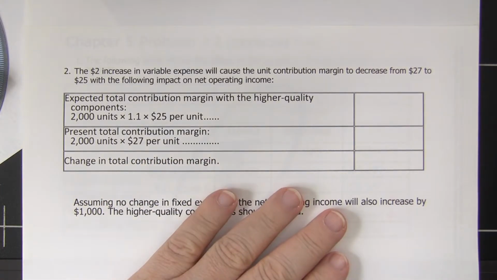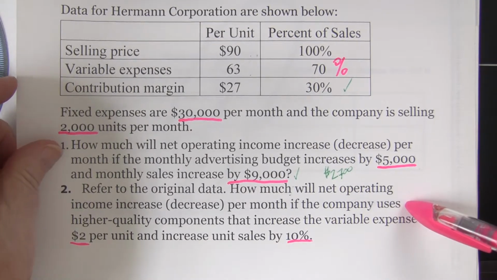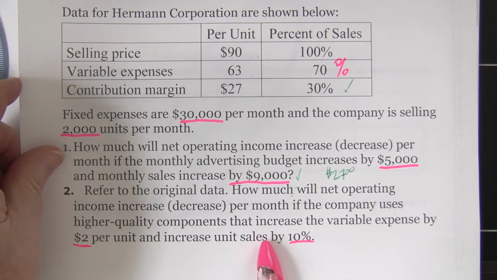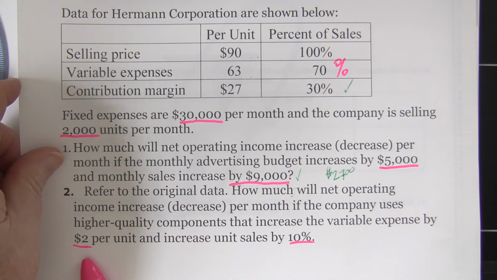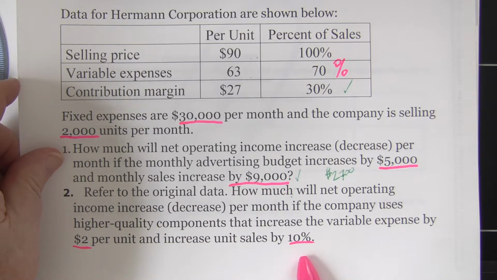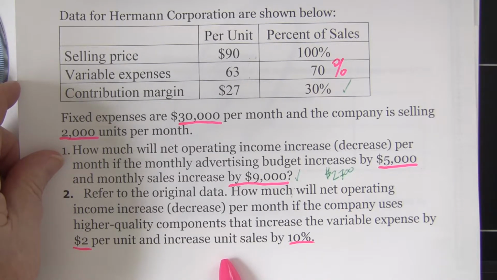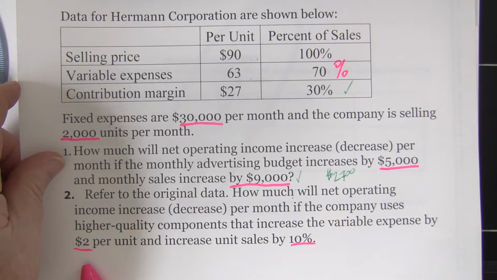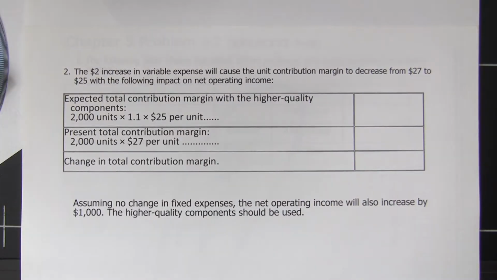So, the next thing it asks us to do, and this is question 2, refer to the original data. How much will net operating income increase or decrease if we use higher quality components? So our variable cost will go up $2, but our sales will go up by 10%. So the unit price per sale will go up 10%, and our variable cost will go up by $2.